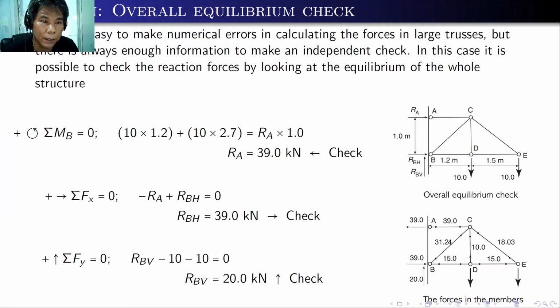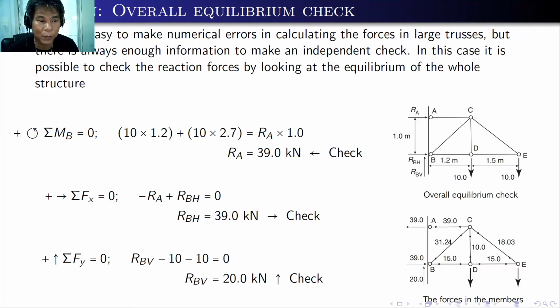And then for the overall equilibrium check, again, just like what we did in beams, using the equilibrium equations, we check our results. So with this truss analysis, we need to check our result, because it is very easy to make numerical errors in calculating the forces in large trusses, but there is always enough information to make an independent check. In this case, it is possible to check the reaction forces by looking at the equilibrium of the whole structure. So we will just use the whole structure and check it using the equations of equilibrium.